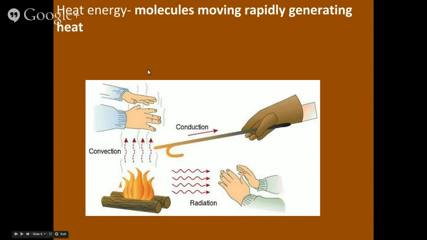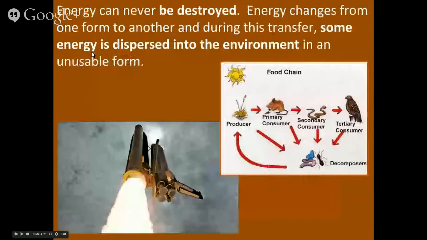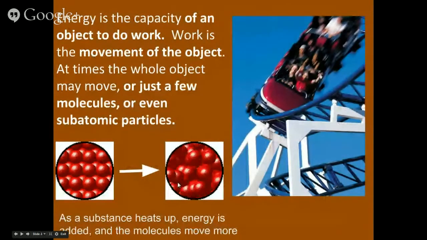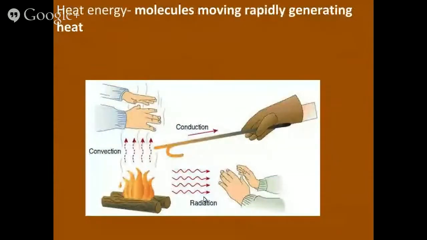The second type of energy is heat energy. Molecules begin moving rapidly, and that generates heat. So you saw a picture of heat energy back on this slide. As the molecules move, they do work, and heat energy is required for that to happen. And we have a few different types of heat transfer: conduction, radiation, convection. These are all terms you've seen before, and now you can apply them to the idea of energy.